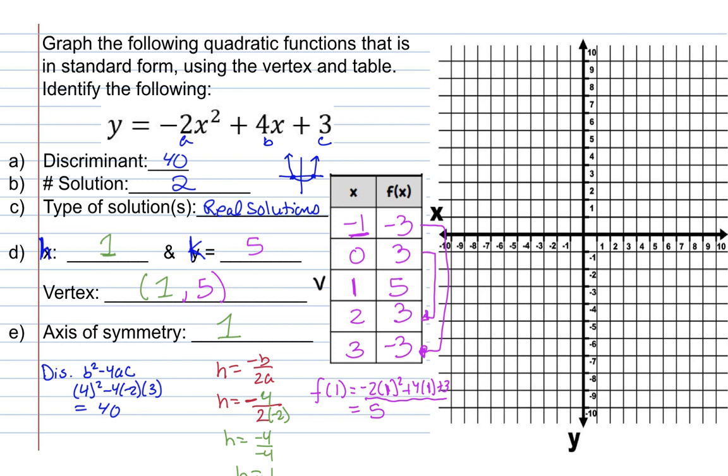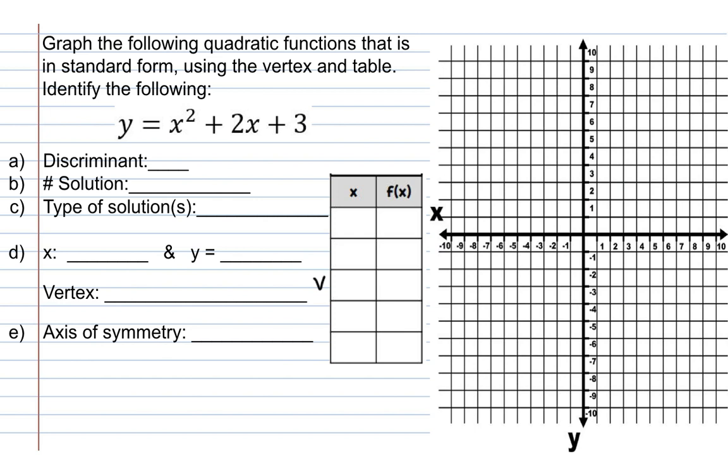Okay, so now we're going to plot those points. Again, at negative 1, it's negative 3. At 0, it's 3. At 1, it's 5, so that's our vertex. And then at 2, it's 3. And then at 3, it's negative 3. So we're going to get something that looks like this. And again, this is our axis of symmetry, our AOS, which is h is equal to 1. Okay, we're going to do one more together.